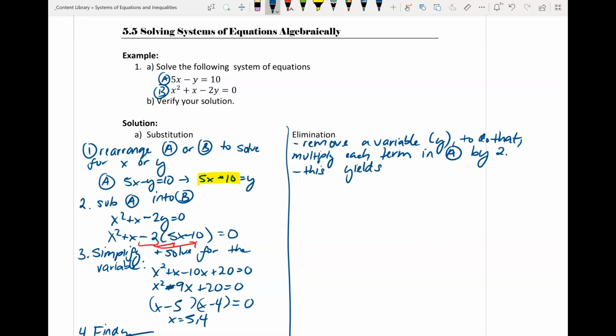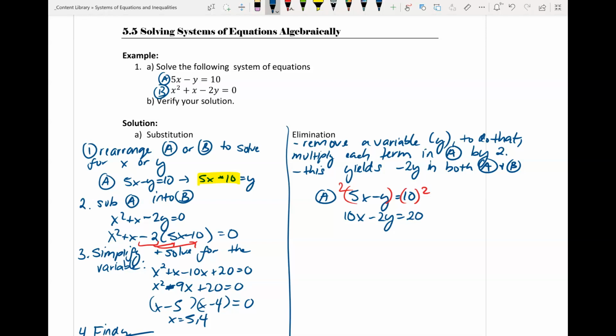So this would give us -2y in both A and B for our equations. So our A was 5x minus y is equal to 10. Now I'm going to multiply both sides by 2 so that I can get that -2y that we also have in B. So this is going to be 10x, 2 times 5x, and then 2 times -y, which is -2y. 10 times 2 is 20. Okay, so that is A.